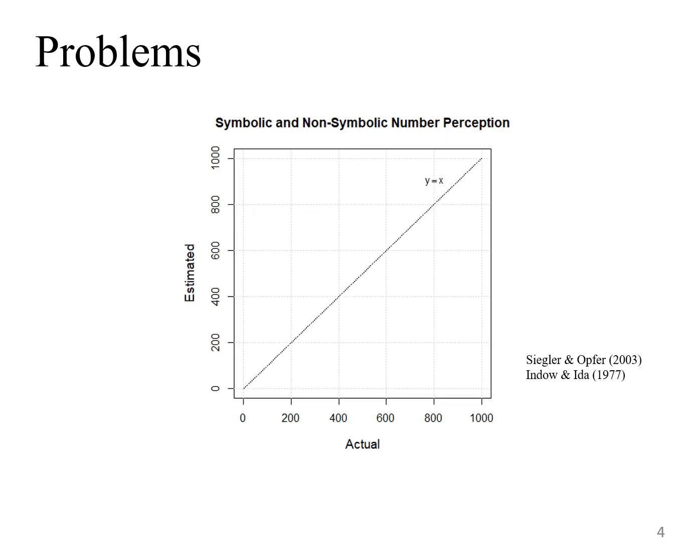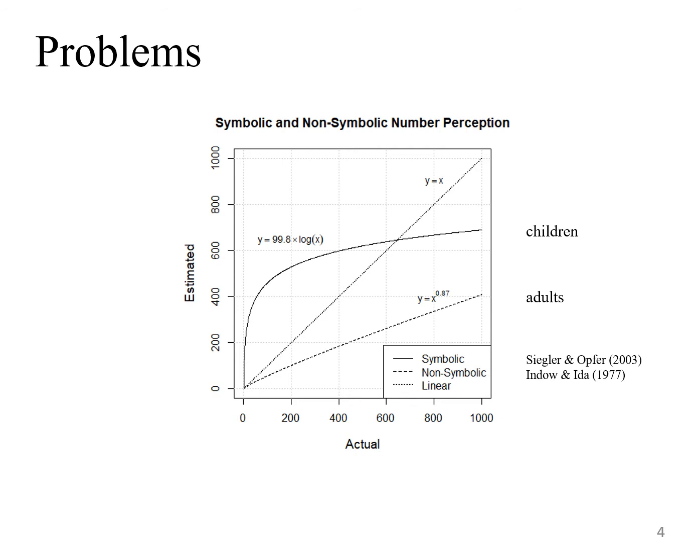First, the compression of non-symbolic numbers in adults looks like this, according to Indow and Ida. It is a power function with the exponent 0.87. The y equals x line indicates linear mapping, meaning no compression. In contrast, the compression of symbolic numbers is usually only substantial in children below the grades 3 and 4, so this is ages 8 to 10, according to Ziegler and Opfer, and it looks strikingly different from the compression of non-symbolic numbers. It is a logarithmic function with the scaling factor 99.8.